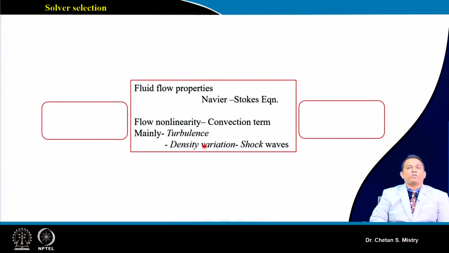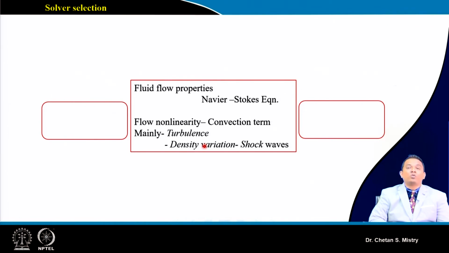Now the question that will come next is in terms of selection of solver. So basically we are solving the Navier-Stokes equation in order to calculate my flow properties. Now we have flow non-linearity, which we call the convection term. That is because of maybe turbulence or maybe density variation because of the presence of shocks. So now the question is, what do we select in terms of solver?